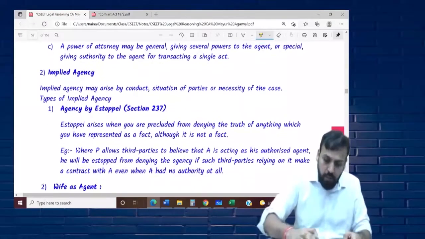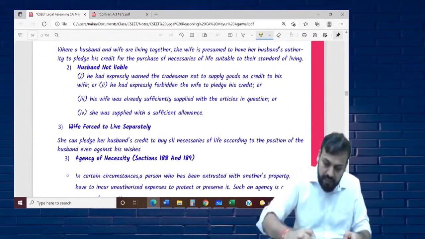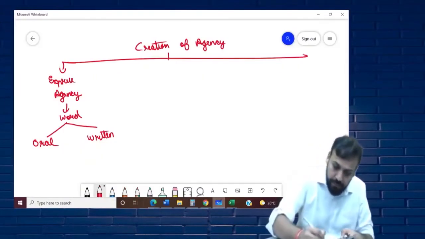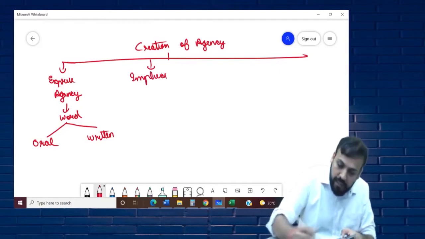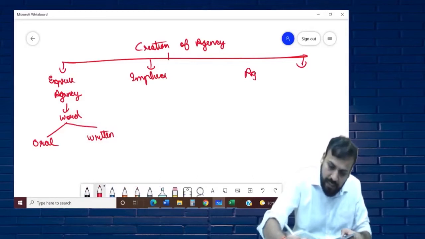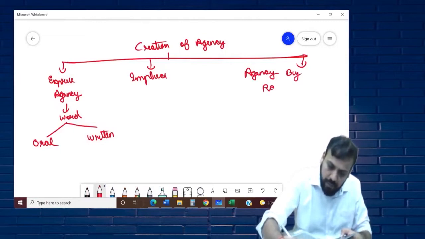Okay. Now there is implied, and next there is agency by necessity. Okay. There is implied and there is agency by ratification. I'll explain. Don't worry. I'll explain.